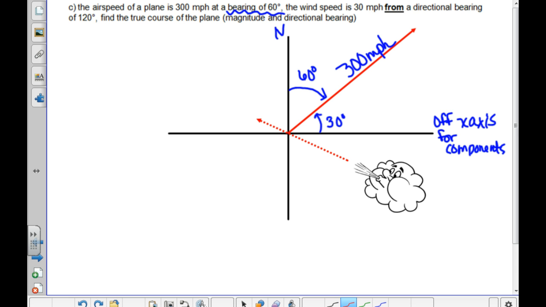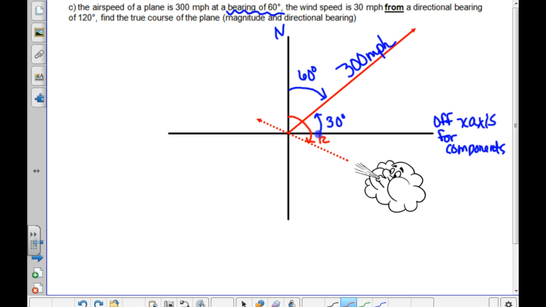This is the hardest part for students: when it says the wind is 30 miles per hour from a directional bearing of 120 degrees. Like my picture here, this means the wind is over here, 120 degrees off of north. He's standing there blowing on our plane this way. It's coming from that direction. It does not mean it's blowing the plane in that direction. It's actually blowing the plane over here.